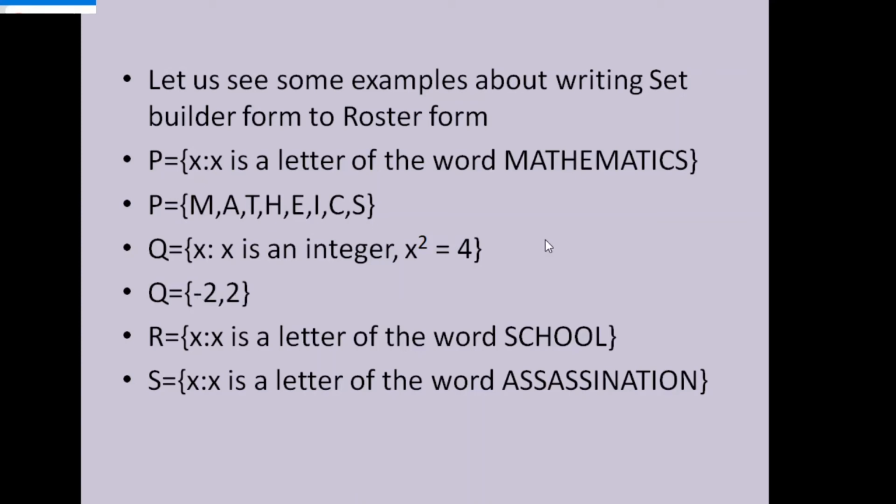So in this way, we can represent the set in two forms, and we can write the elements from the set builder form, or from the elements we can write the set builder form following a common property. So this is all about describing a set, roster form and set builder form.